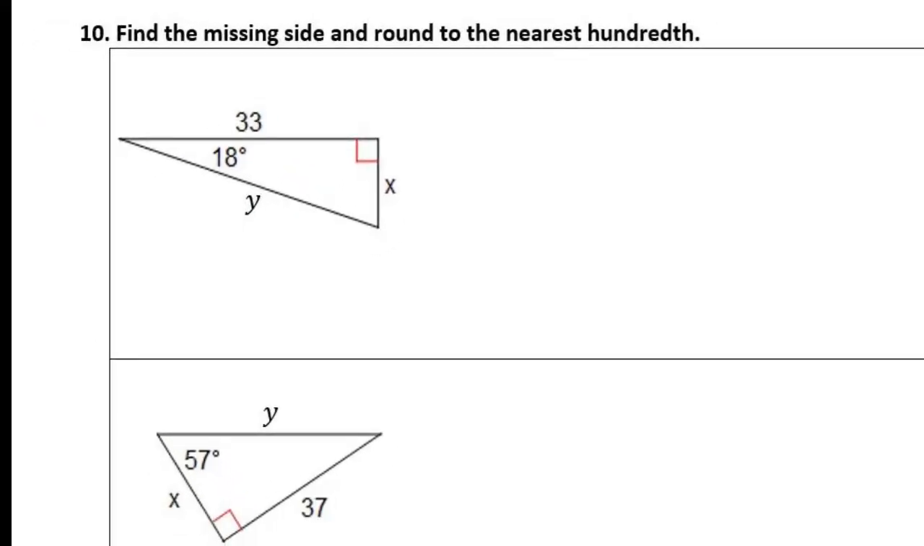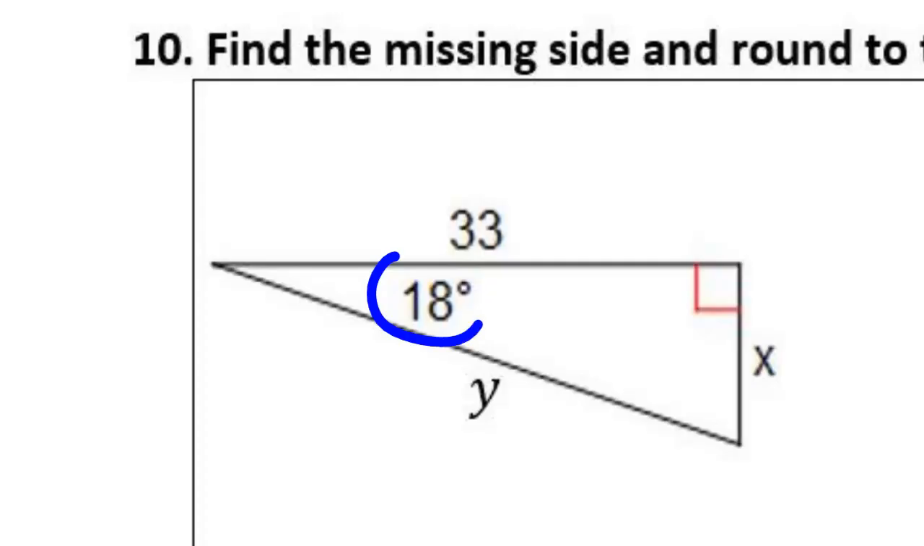Find the missing side and round to the nearest hundredths. So we're going to circle the angle that we're standing at. We always have to stand inside the triangle. If we have an angle that is outside of the triangle, you're going to have to use that to find an inside angle. So it always has to be an angle inside our triangle.